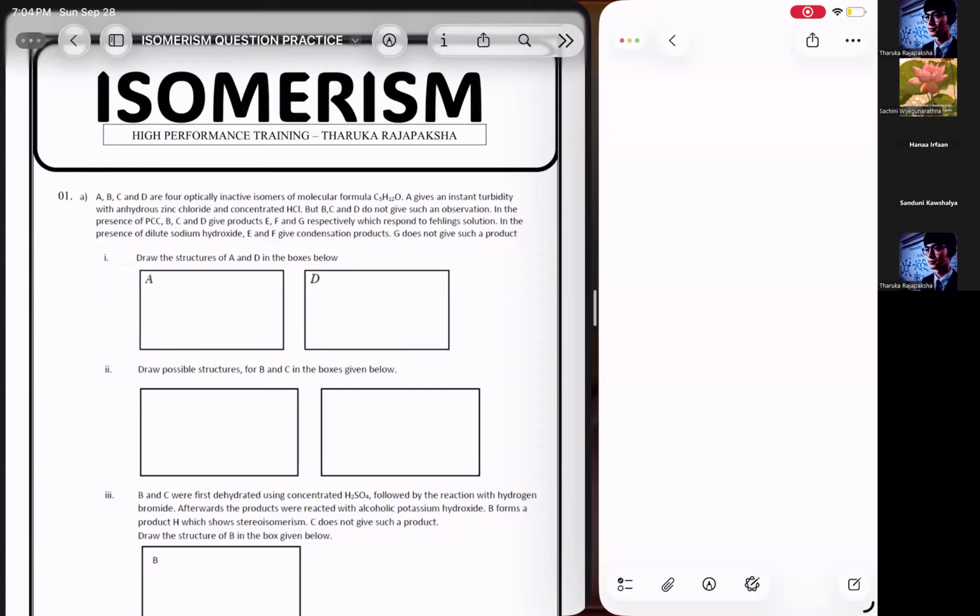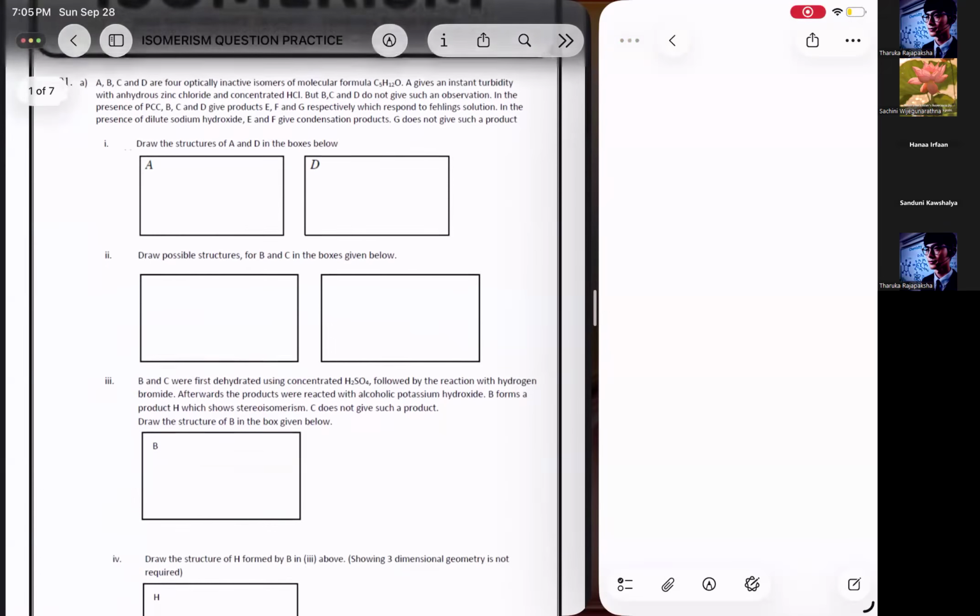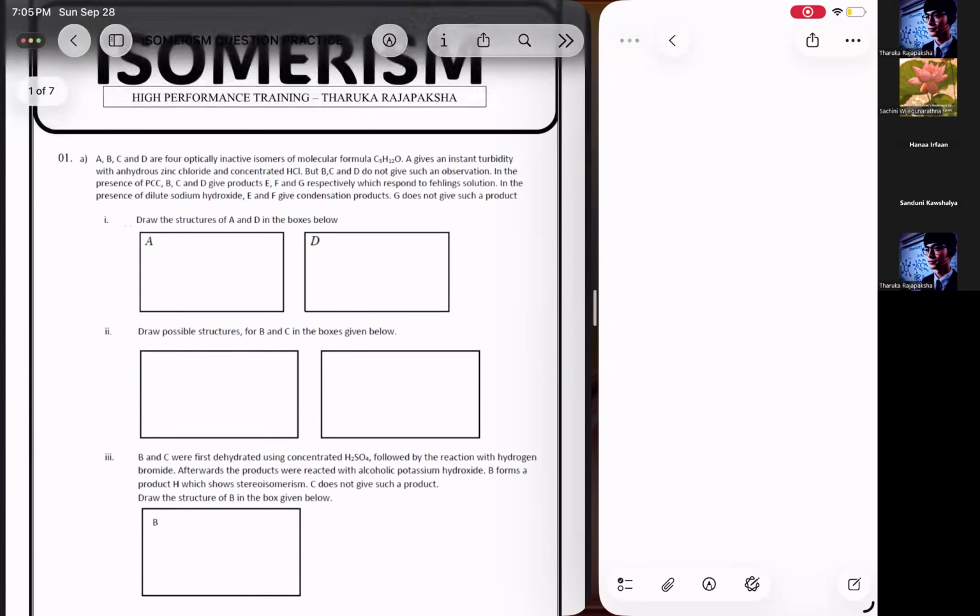I hope we have questions by now. The isomerism questions. In the morning, I discussed the identifications, and now I'm going to discuss these questions. There are four structured essay questions. Maybe we'll discuss around 2 to 3 questions. Probably try to discuss everything, right?